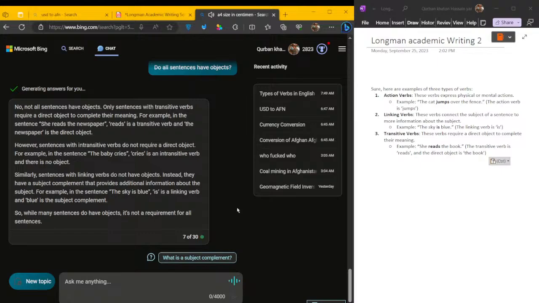However, sentences with intransitive verbs do not require a direct object. For example, in the sentence, the baby cries, cries is an intransitive verb and there is no object. Similarly, sentences with linking verbs do not have objects. Instead, they have a subject complement that provides additional information about the subject. For example, in the sentence, the sky is blue, is is a linking verb and blue is the subject complement. So, while many sentences do have objects, it's not a requirement for all sentences.